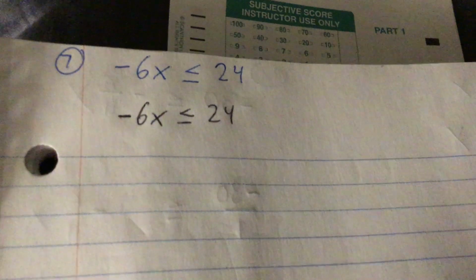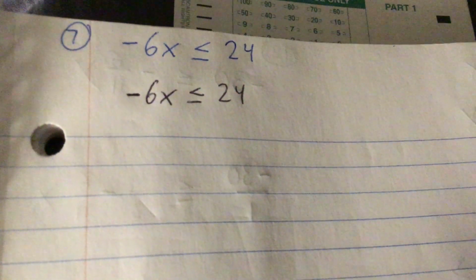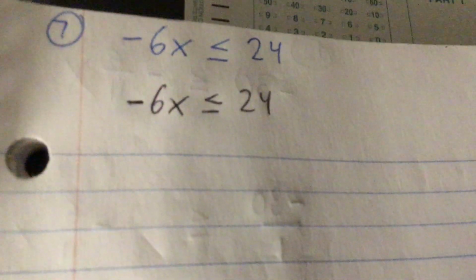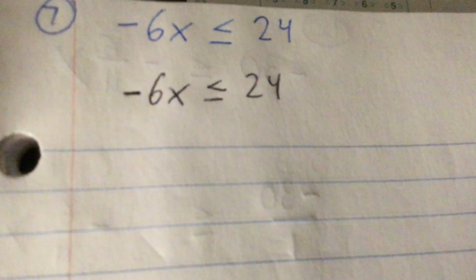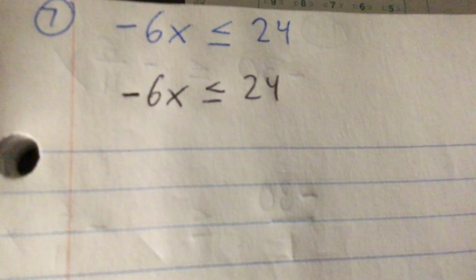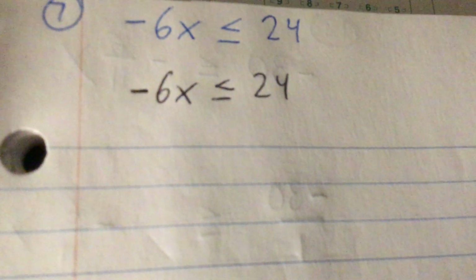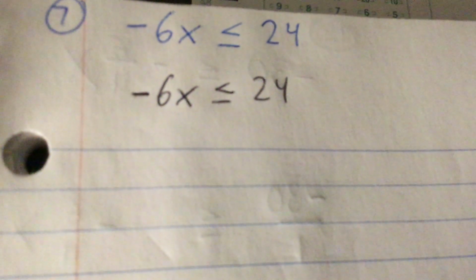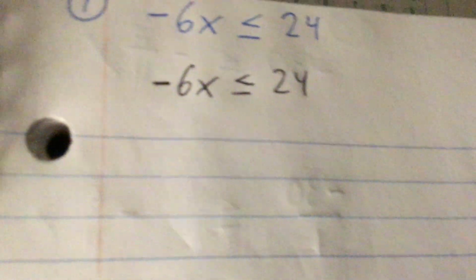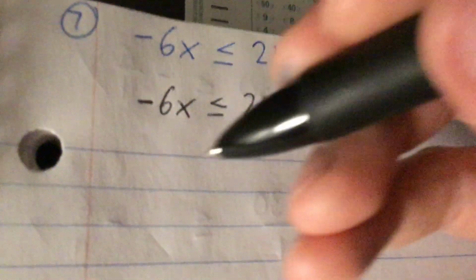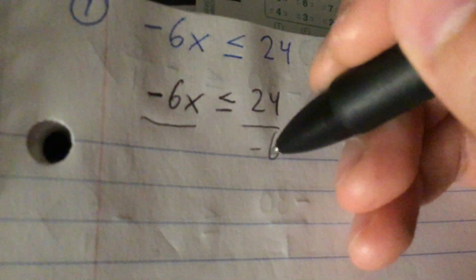Okay, now going on to number 7. Sorry, notebook. There we go, much better. -6x is less than or equal to 24. What would I need to do to solve for x here? If this was an equation, negative 6x equals 24, what would I need to do? Well, I'm going to divide both sides of the inequality by negative 6.